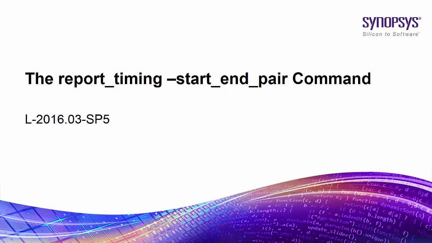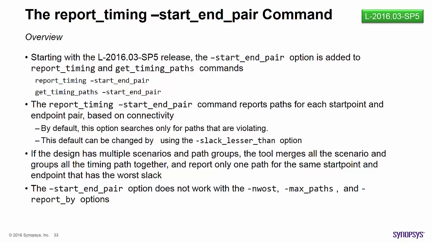Default timing dash start and tail command from 1603SP5. From 1603SP5, start and tail option is added to the report timing and get timing path command. Report timing dash start and tail command reports paths for each start point and end point pair based on connectivity. By default, this option searches only for the paths that are violating. This default can be changed by using the select less than option.